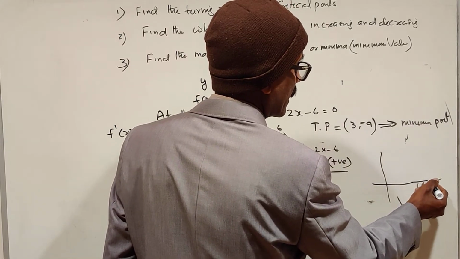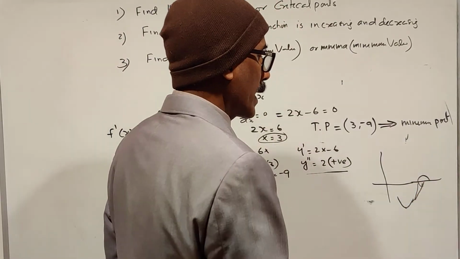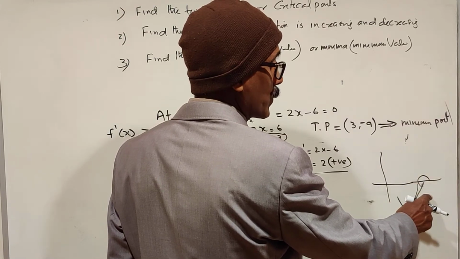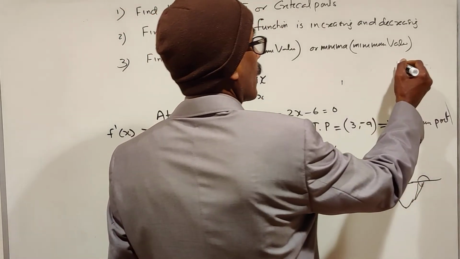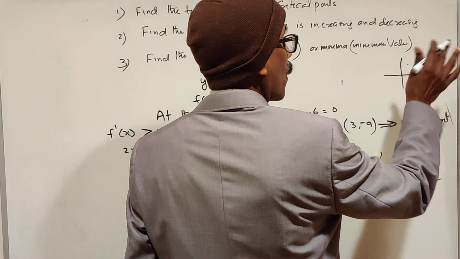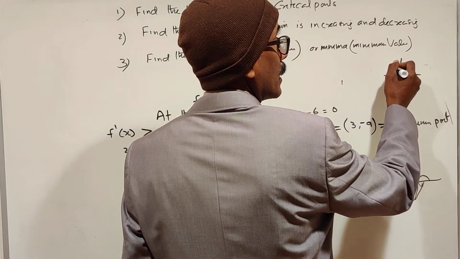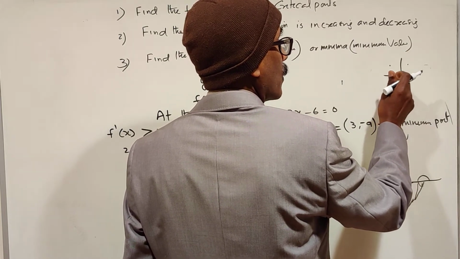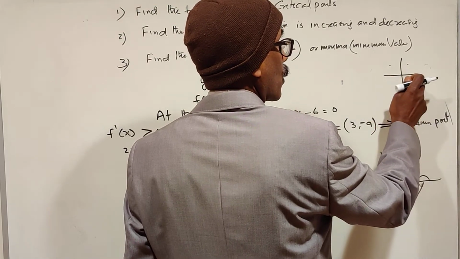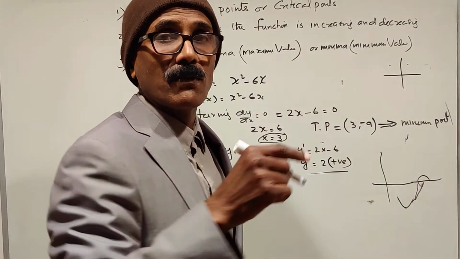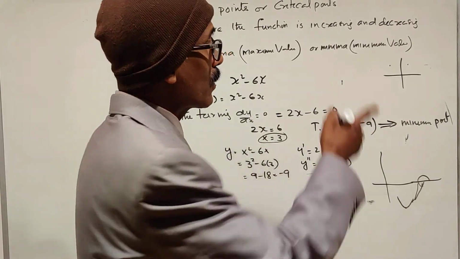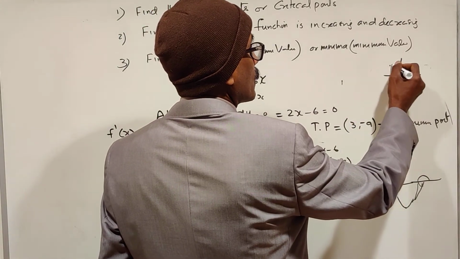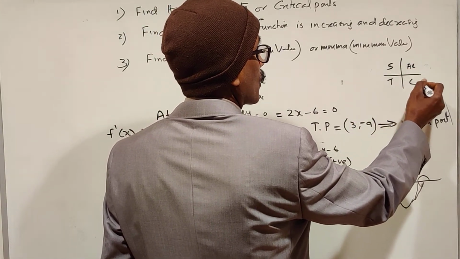See, the angle is like this. This angle is greater than 180 and less than 270, so it's a positive angle. See, first quadrant, all are positive. Second quadrant, sine is positive. Third quadrant, only tan is positive. Fourth quadrant, cos is positive. When I teach trigonometry, I am going to explain this. Right now, you need to learn that. Okay? All positive, sine positive, tan positive, cos positive.